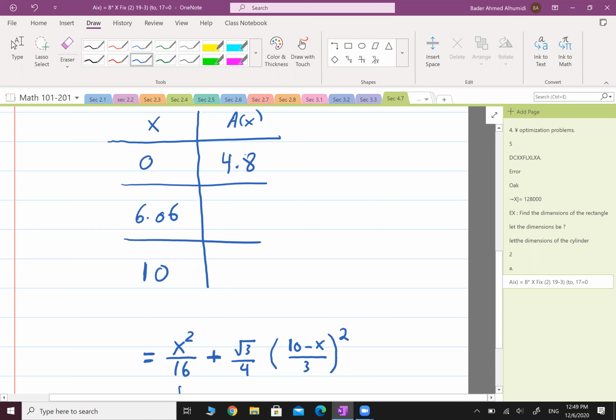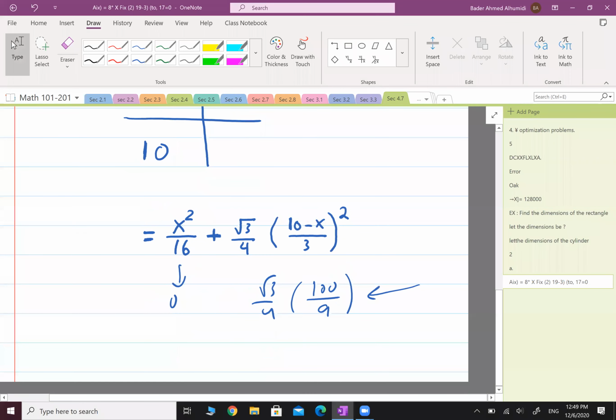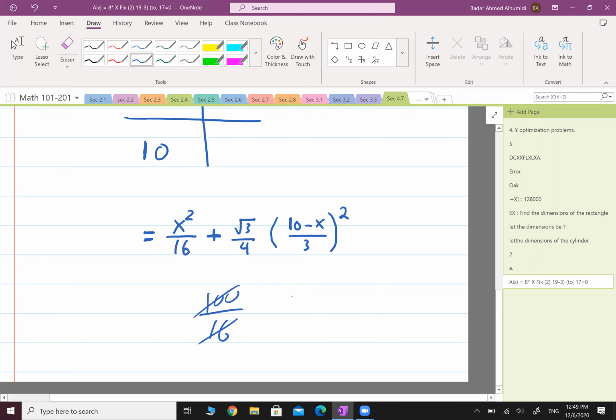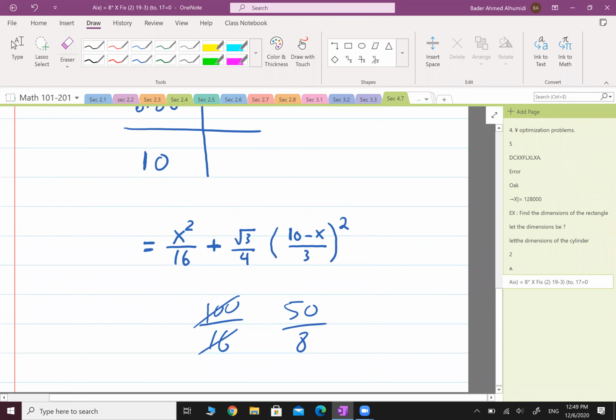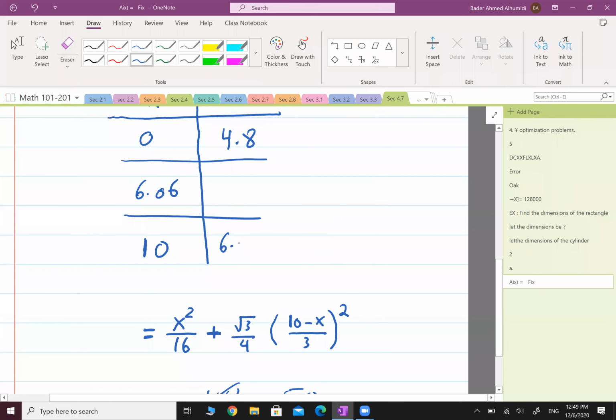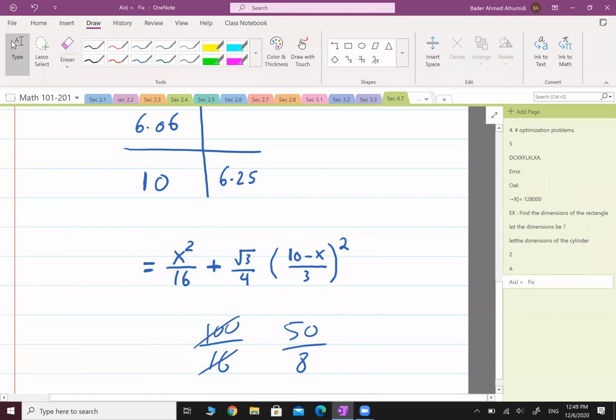4.8, excellent. Now let us substitute with ten. If we substitute 10 also it will be simple, because the second part will be 0. I get 100 over 16. Can we evaluate 100 over 16, which is 50 over 8? Approximately 6.25. Now the question: let us substitute with 6, approximately, since 6.06 is approximately 6.